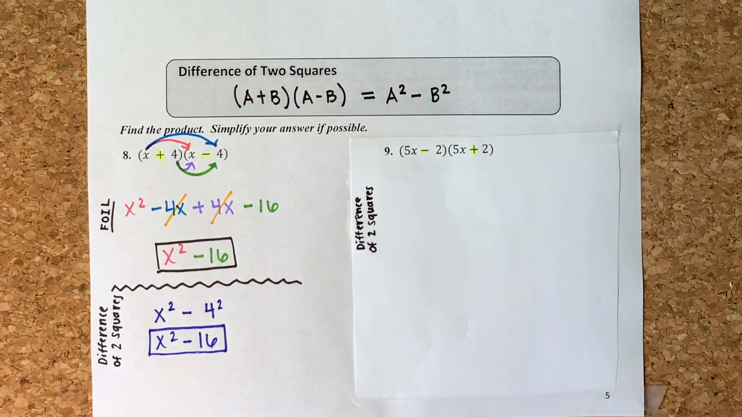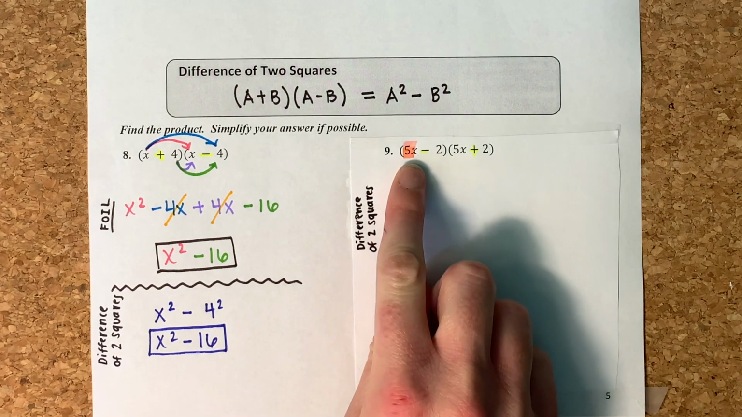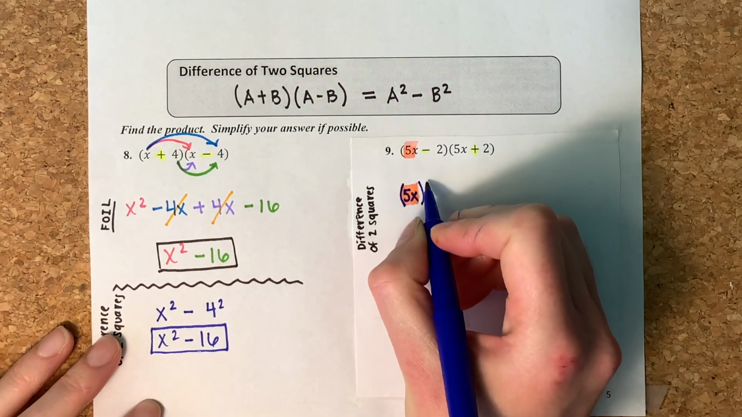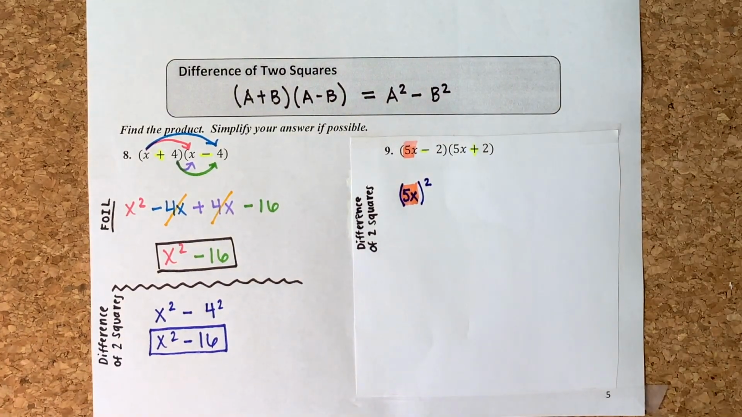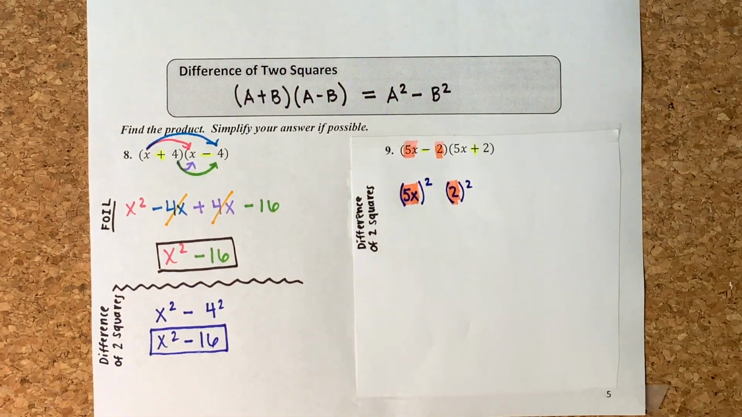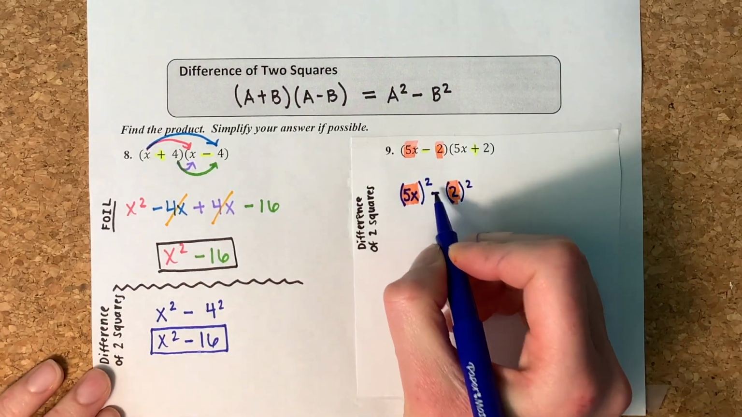So when we use the difference of two squares formula, we start by taking this first quantity, 5x, and squaring it. Make sure to put parentheses around it so that we square that whole quantity. And then we take the 2 and square it. And then we always put a subtraction sign in the middle.